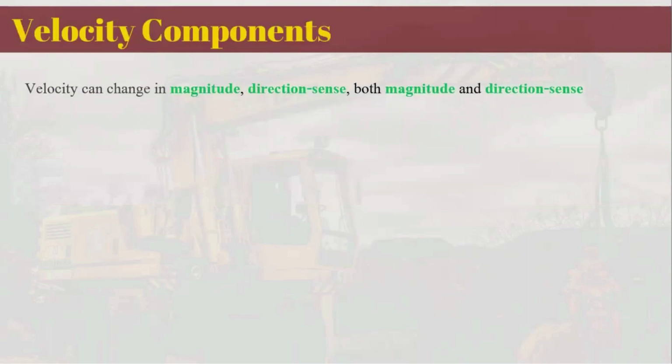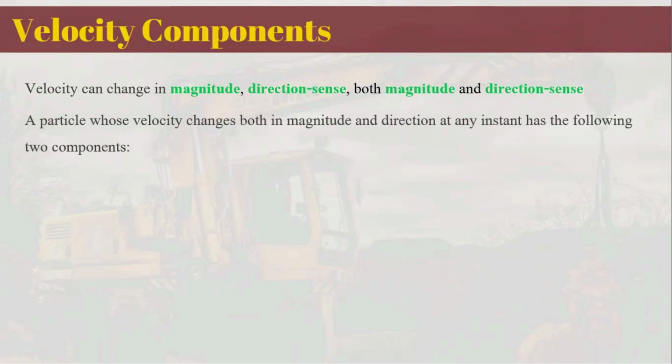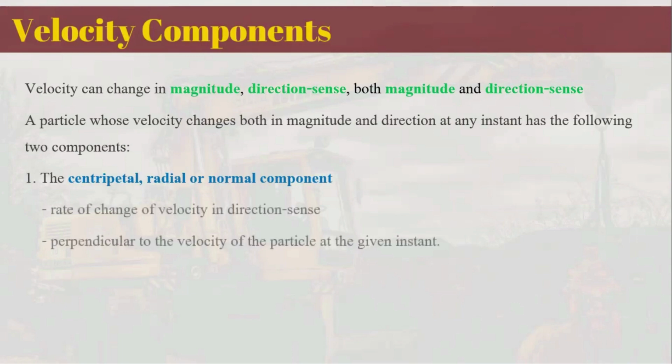So if you look back, there are two components of your velocity. Velocities can change in magnitude, direction sense, and even both magnitude and direction sense. A particle whose velocity changes both in magnitude and direction at any instant has the following components. The first component is the centripetal or radial or normal component. This component refers to the rate of change of the velocity in the direction sense. This component is perpendicular to the velocity of a particle at a given instant.